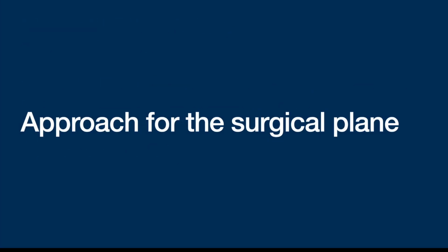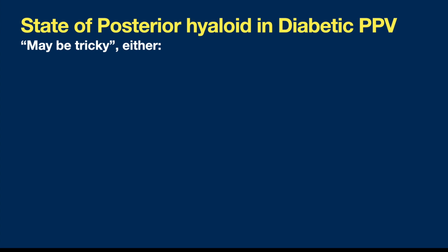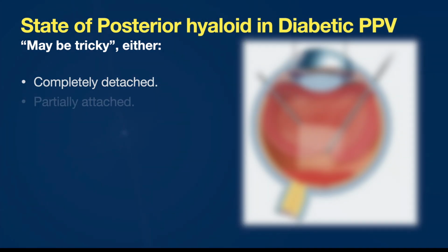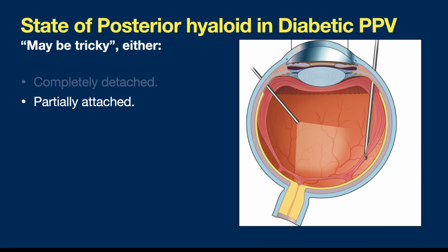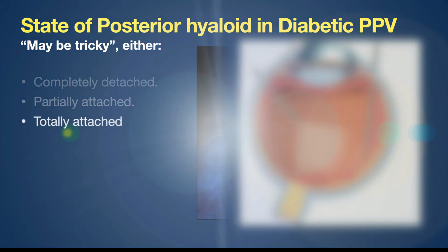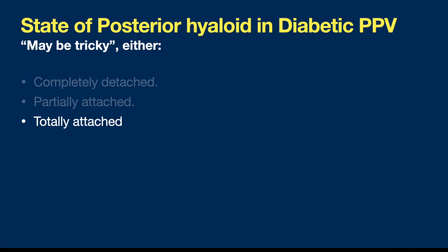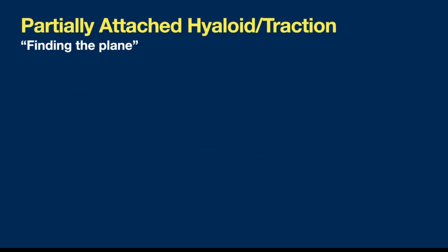So first, to start with, the approach for the surgical plane. The state of the posterior hyaloid membrane in diabetics during vitrectomy is tricky. It's either completely detached, which is rare, or partially attached, which is somehow common, or totally attached, like this case, and it's also common. And we have to beware of vitroschisis, which is the splitting of the posterior hyaloid membrane. There is always an extra layer of vitreous attached to the retina, which needs to be stained, as we're going to show. So how do we find the plane?